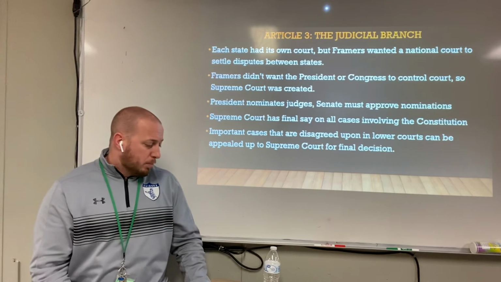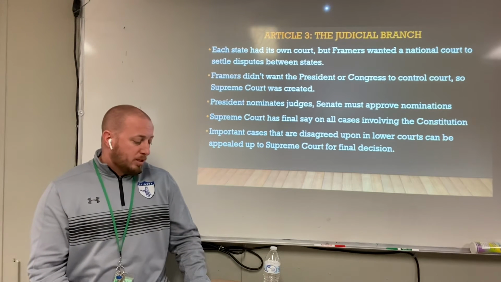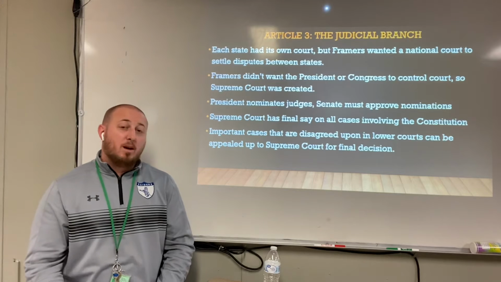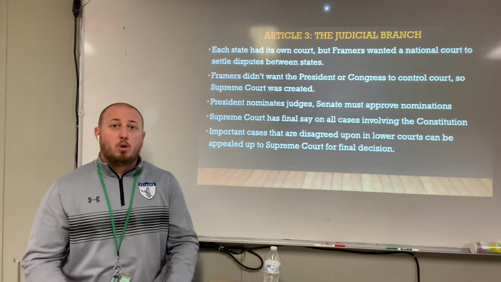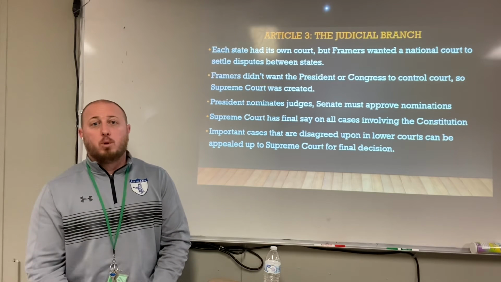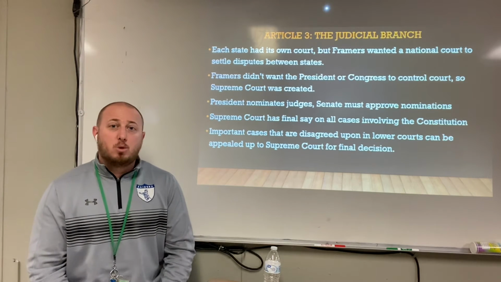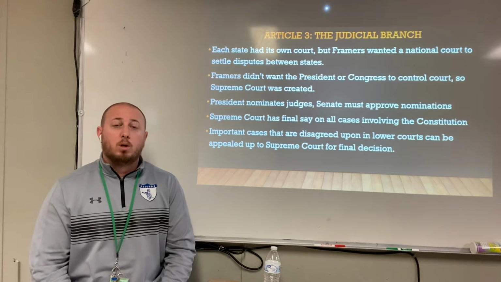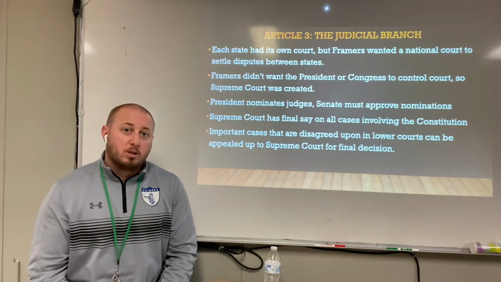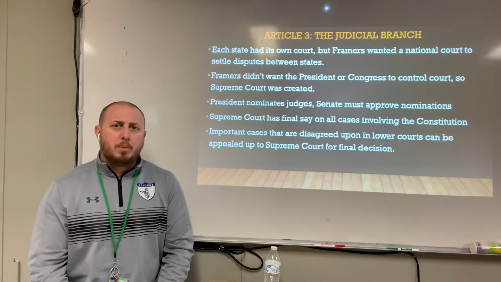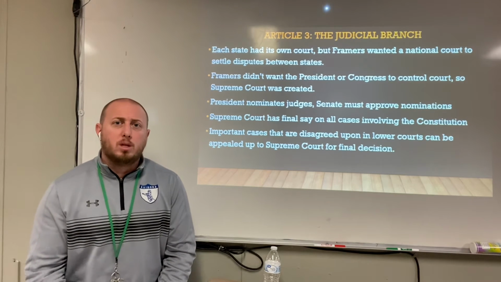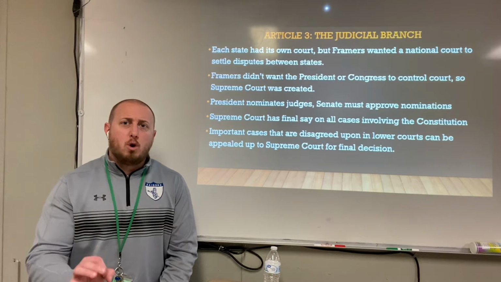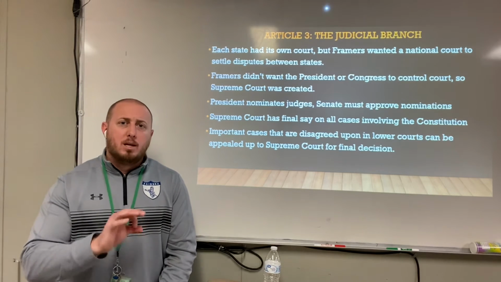So, I ask you, what does Article 3 of the Constitution create? It created the judicial branch, and it says, what court was created to settle disputes between states and have the final say on all matters of the Constitution? You guys are aware of it. It is called the Supreme Court. Okay, the Supreme Court is the highest court of the United States. It is a federal court that is run by the judicial branch of the government. And one of the biggest things that they do is they have the final say on all matters of the Constitution. They uphold the constitutionality of laws here in the United States.